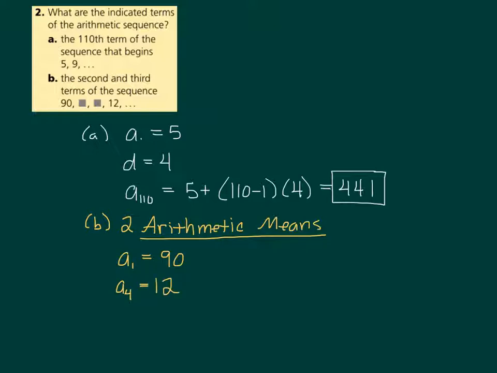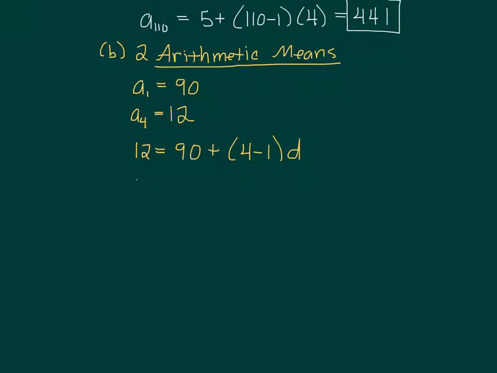So using our explicit formula for an arithmetic sequence, we can say the fourth term is 90 plus 4 minus 1 times the common difference. So you get 12 minus 90 over 3 is D, which is negative 26.